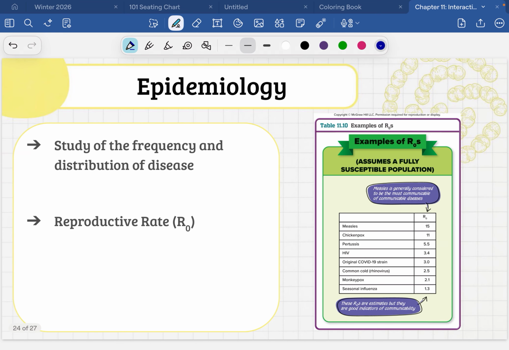Okay. And now we want to talk, mostly briefly, about something called epidemiology. We have a couple of slides on this. Epidemiology is a science. Okay? When you put ology at the end of everything, it is a science. And epidemiology is the study of the frequency and distribution of disease. So basically, how diseases are transmitted.